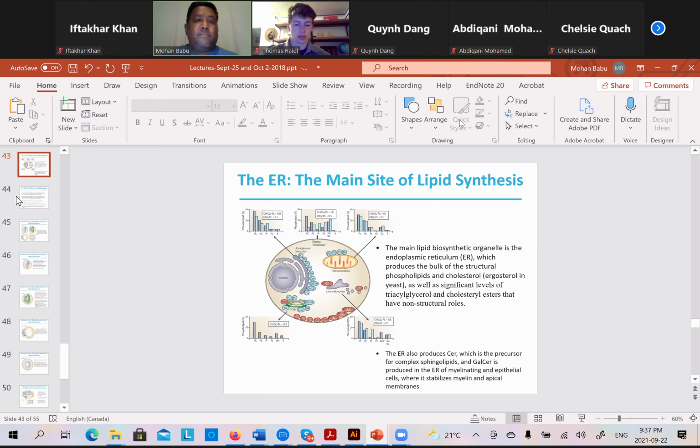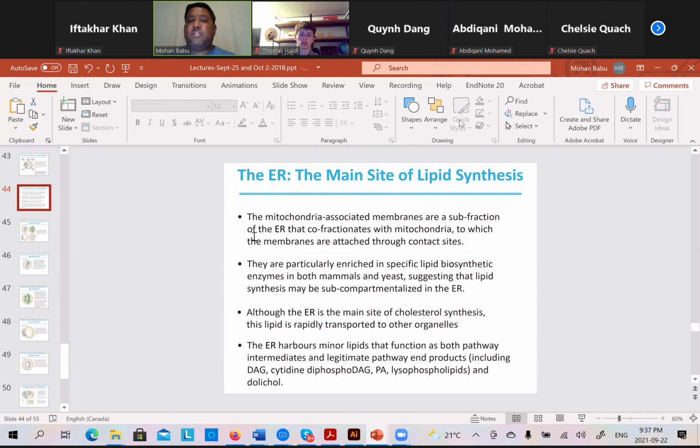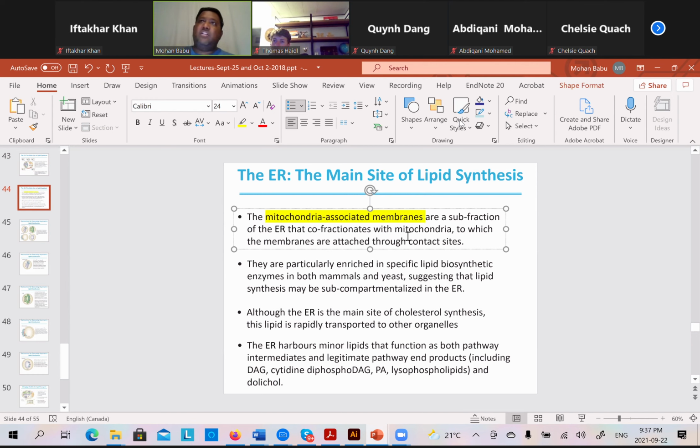Now the main site of lipid synthesis: the mitochondrial associated membranes are a subfraction of the ER that co-fractionates with the mitochondria. So basically, the main site of lipid biosynthesis is the MAMs, the mitochondrial associated membranes. These are a subfraction of the ER, but they are at the contact sites between the ER and mitochondria, and these MAMs are present there.